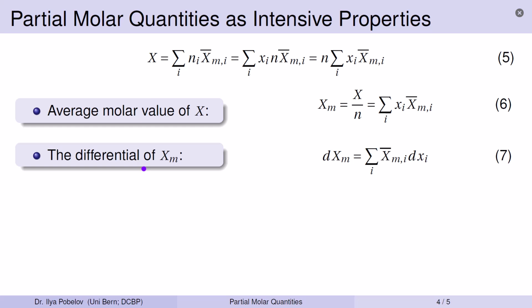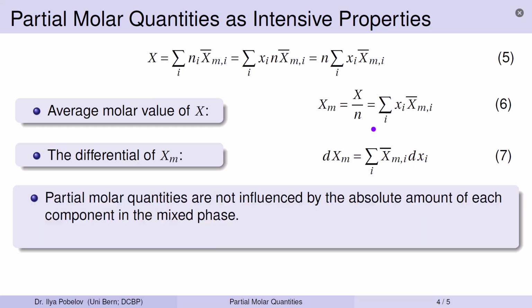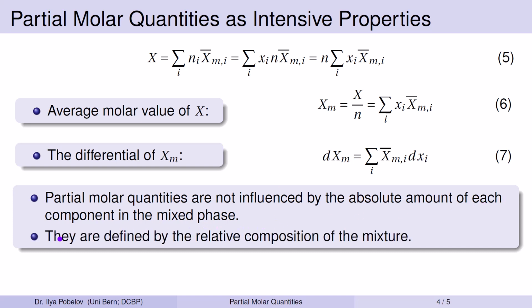The differential of the average molar value Xm at constant pressure and temperature, dXm, is the sum of products of partial molar quantities for all components and the differential of their mole fractions. These equations indicate that partial molar quantities are not influenced by the absolute amount of each component in the mixed phase. Instead, they are defined by the relative composition of the mixture.